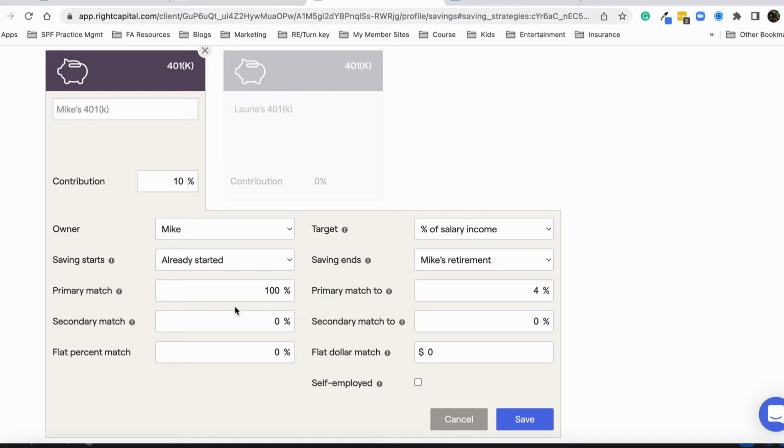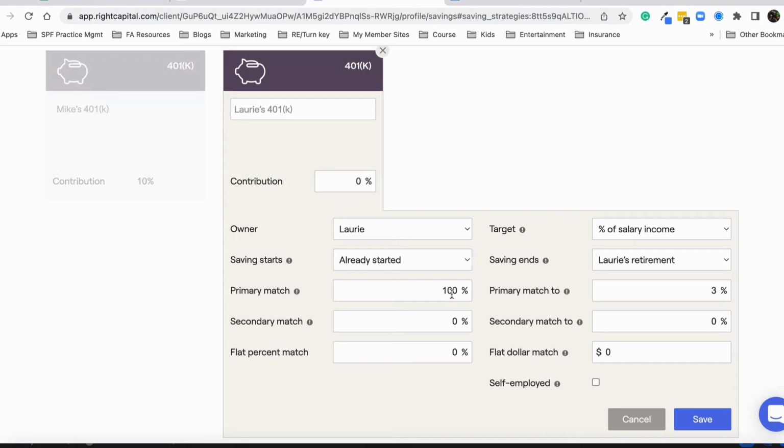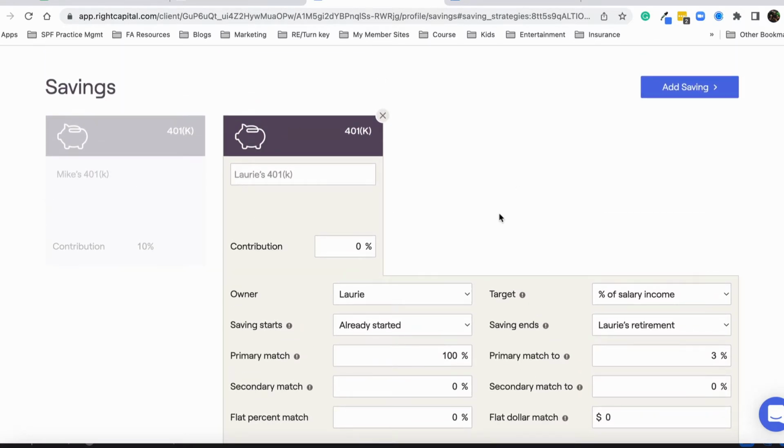So now Lori, she's not contributing at all. And I do believe that she does have a match that she is leaving on the table that she is not taking advantage of. So, without even going any further, knowing anything else about them, I would recommend that she at least contributes that 3% in order to get the match on there, if this is the correct information in here. But you always want to take advantage of the match. That's just free money. Don't leave it on the table. So that is the current savings that they're doing.